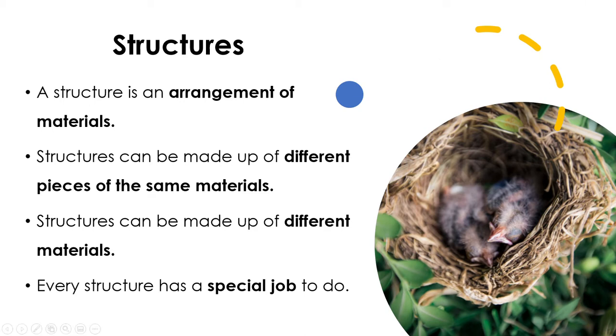So remember, we spoke about the nest before, and we said that this nest here seems to be made up of grass only. So it is made up of different pieces of the same material. And what is a special job that the nest has to do? The nest is a home for the baby birds. So it holds the eggs and then it keeps the baby birds warm and safe until they are able to fly off on their own. So a structure is an arrangement of materials and every structure has a special job to do.